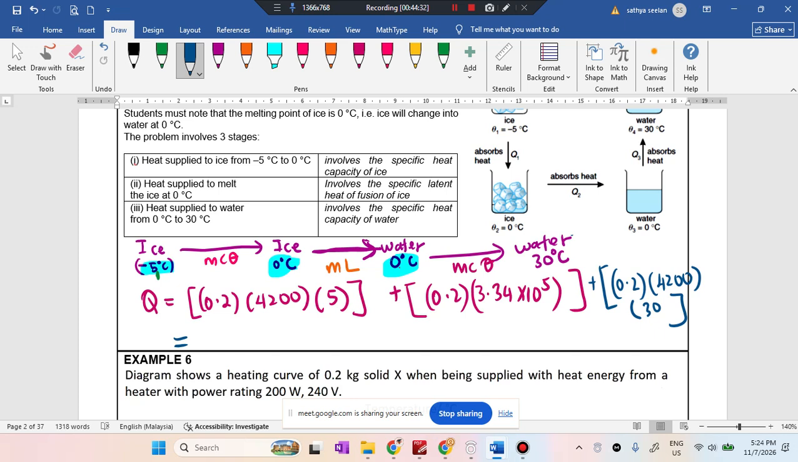Richardson, what is the answer? 96,200 is the correct answer. Ada tak sesiapa yang belum dapat lagi? Julai.